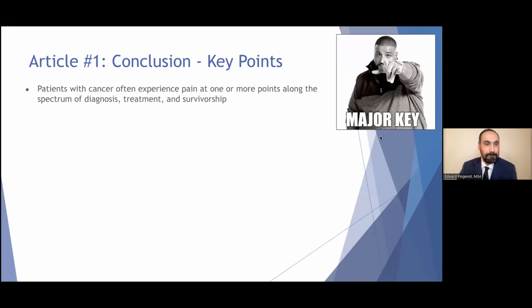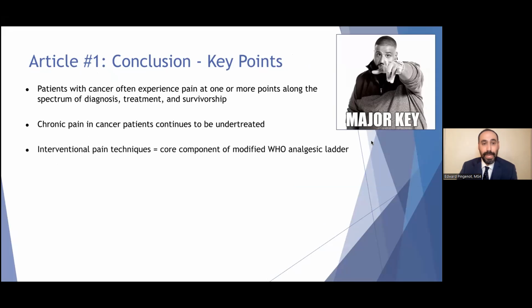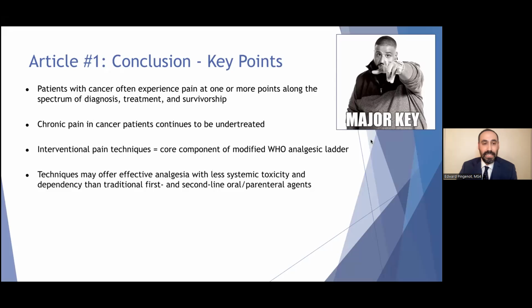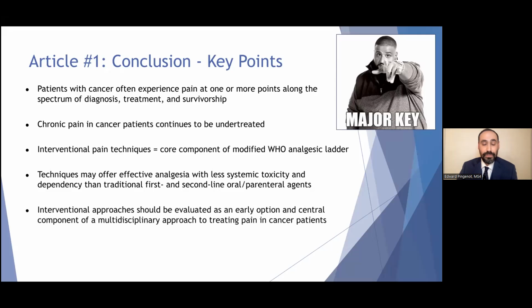So some key points. Patients with cancer often experience pain at one or more points along the spectrum of diagnosis, treatment, and survivorship. And chronic pain in cancer patients continues to be undertreated. There are interventional pain techniques that we've discussed that are now being recognized as a core component of the WHO analgesic ladder. These techniques may offer effective analgesia with less systemic toxicity and dependency than traditional first or second line oral agents. And these interventional approaches should be evaluated as an early option and central component of a multidisciplinary approach to treating pain in cancer patients.